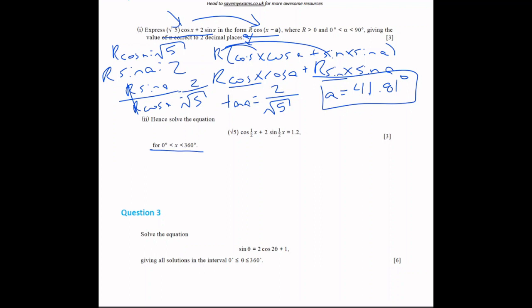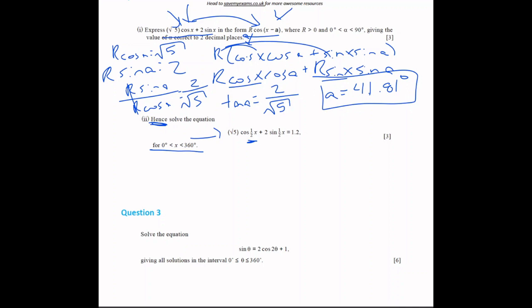Next, we need to solve the equation radical 5 cosine 1/2 x plus 2 sine 1/2 x equals 1.2. The only difference between our first equation and the second equation is that they have the pesky 1/2. We'll worry about that 1/2 when we get there. Since it says "hence," we're using our r cosine x minus a. But this one, we only know a and not our r. It's unfortunate because you still have to find r, but this time they don't give you marks for it. Whatever, we'll still do it.